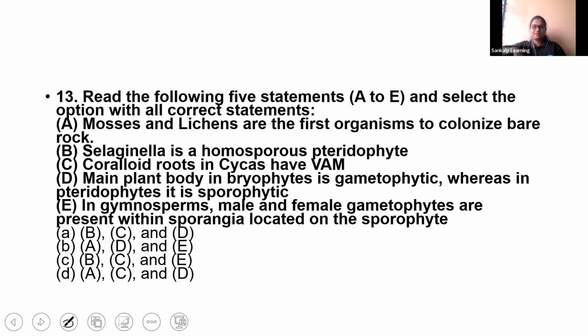Yes, be fast. Be fast, guys. Okay, the quick answer is given by Sanjay. So he voted for option D. What about others? Good, Rashmi voted for option B. Okay, let me check the answer here.